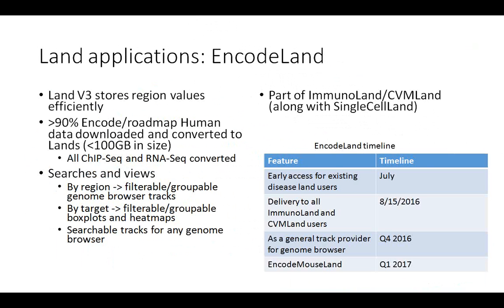EncodeLand, just a few words on this. We have downloaded more than 90% of the ENCODE roadmap. This will be a big land, but size-wise still not very big. The sample size will be close to 10,000 for human, and we also have a mouse EncodeLand that is guaranteed to be out early next year, but hopefully by the end of this year. This is a nice application of using the latest NAND technology to store region-based data, and this will be part of the data land along with the very exciting single-cell land that will be described today.